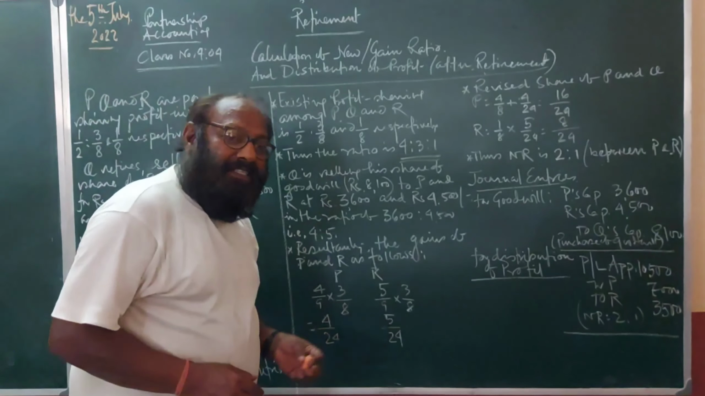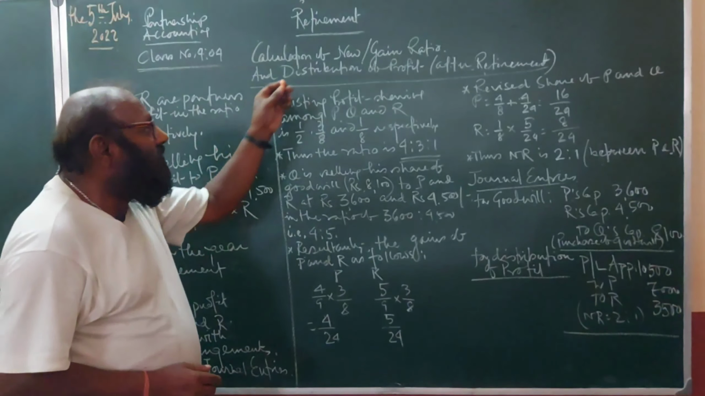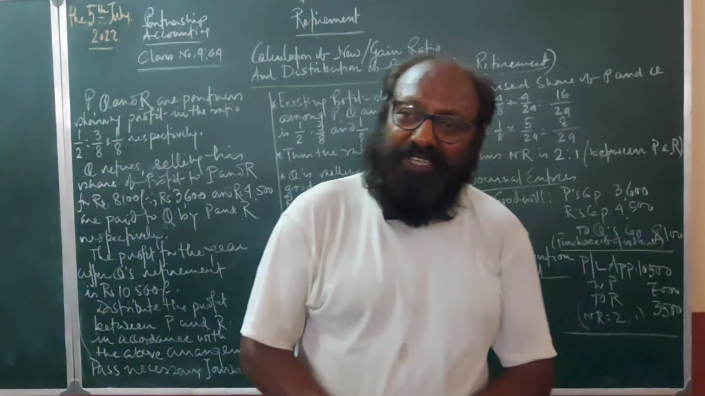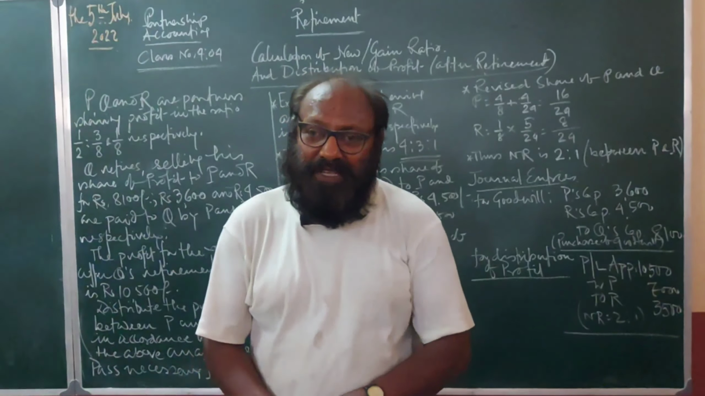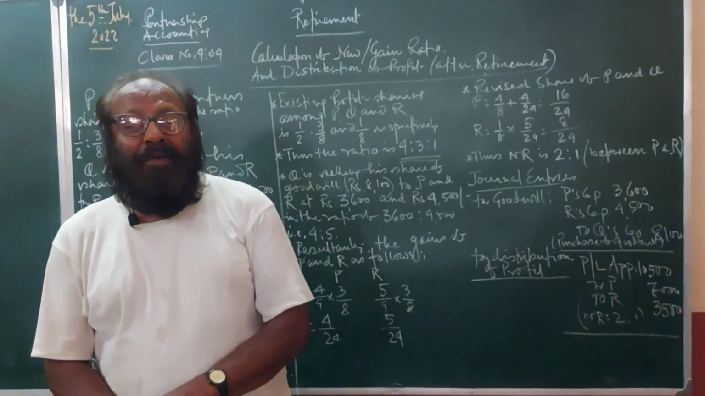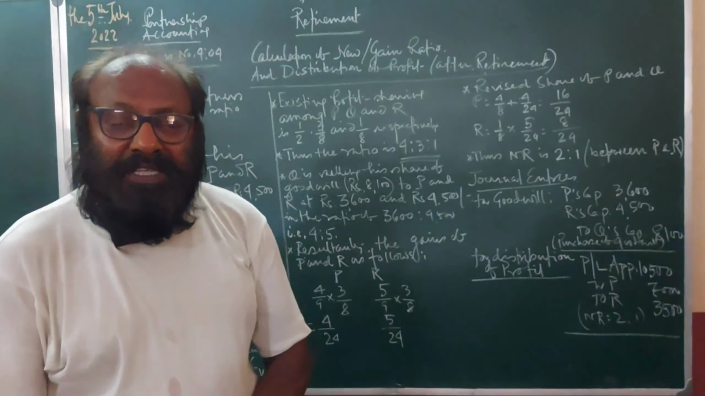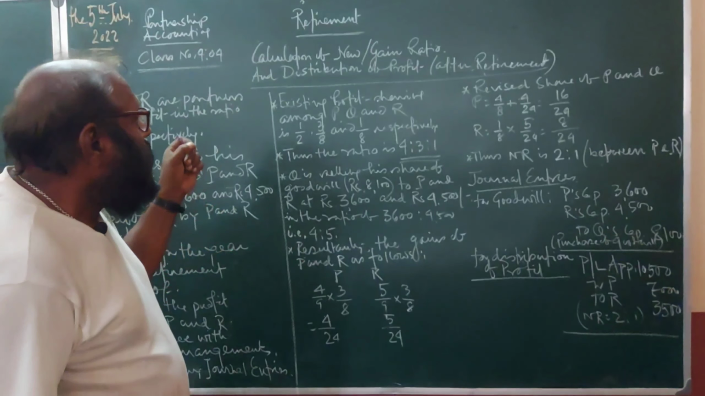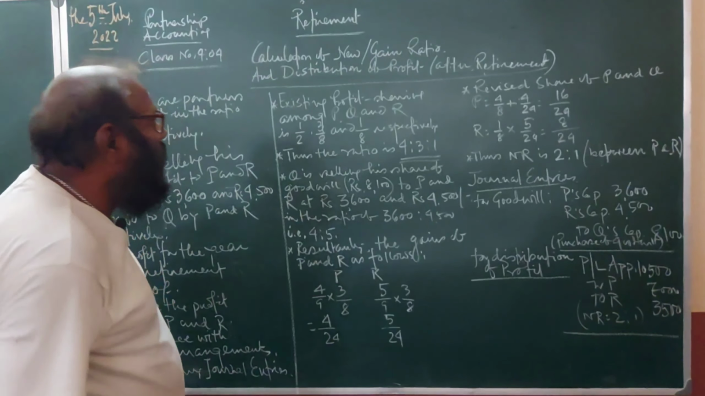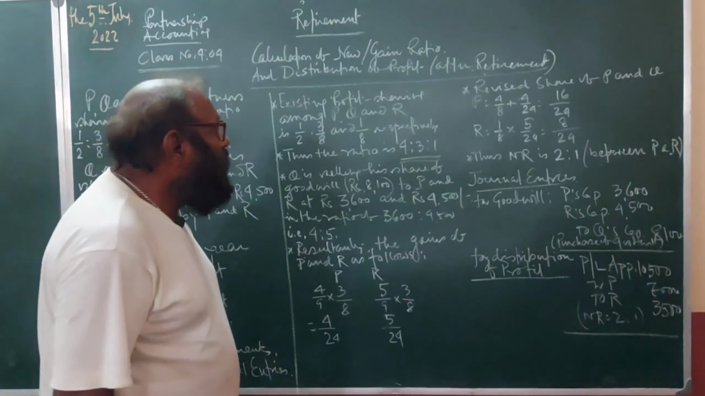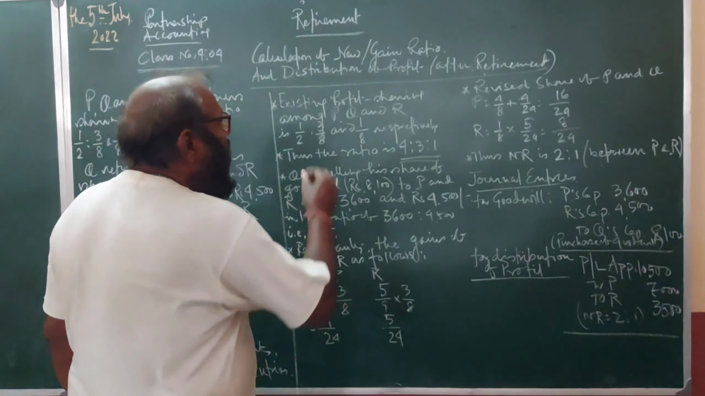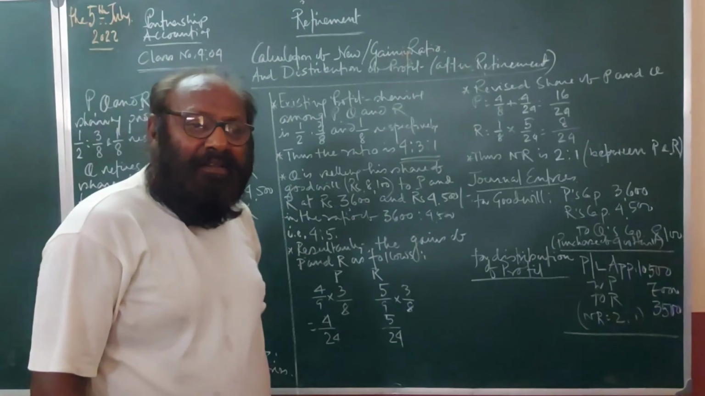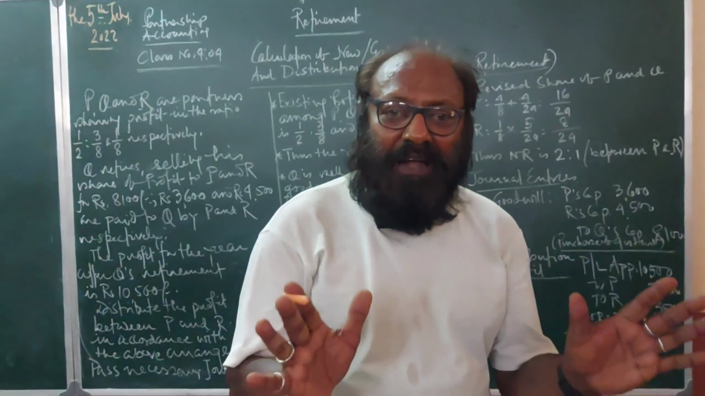The generic topic is partnership accounting, and under that the important area is retirement. It is very important for those who are going to sit for ICSE examination, ISC examination, CBSE commerce examination, those who are opting for commerce studies, accounting studies, business studies, graduation, CA, costing and all. So this is class number 404. The topic being calculation of new and gaining ratio, and the distribution of profit after retirement.